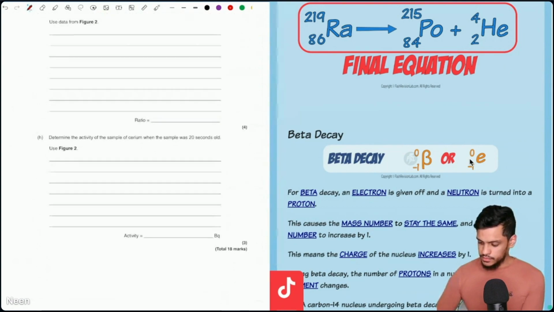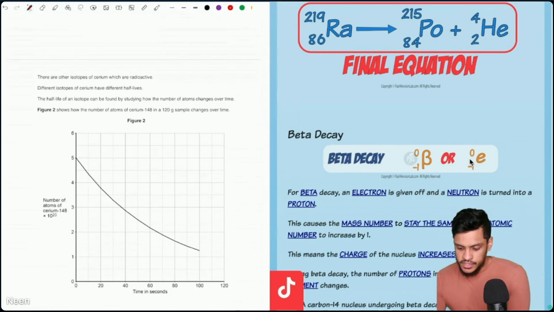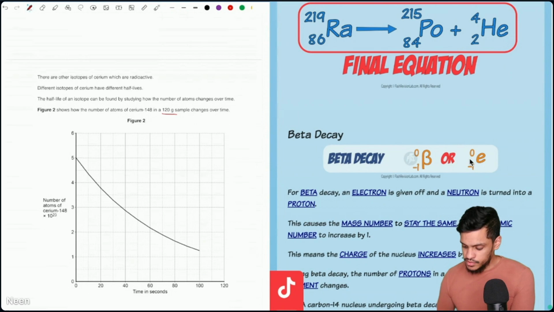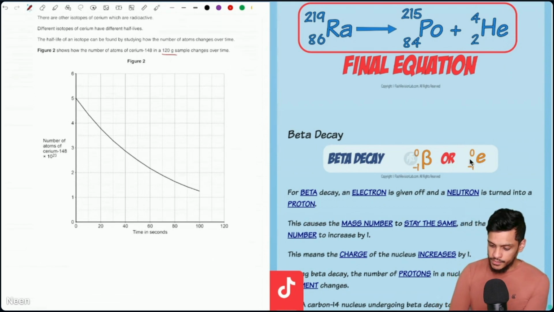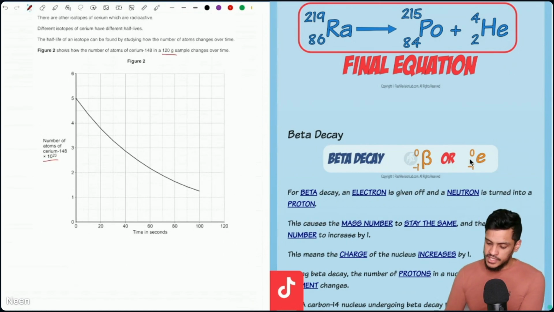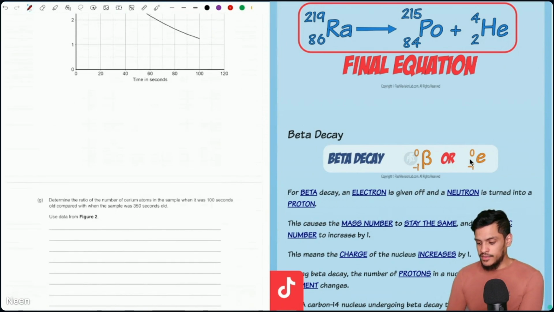All right, nearly done. There are other isotopes of cerium which are radioactive. Different isotopes of cerium have different half-lives. Half-life of an isotope can be found by studying how the number of atoms change over time. Figure 2 shows how the number of atoms in a 120 gram sample changes over time. Okay. So we've got the number of atoms here, and we've got the number of atoms changing, decreasing. Determine the ratio of the number of cerium atoms in the sample when it was 100 seconds old compared to when it was 350 seconds old.